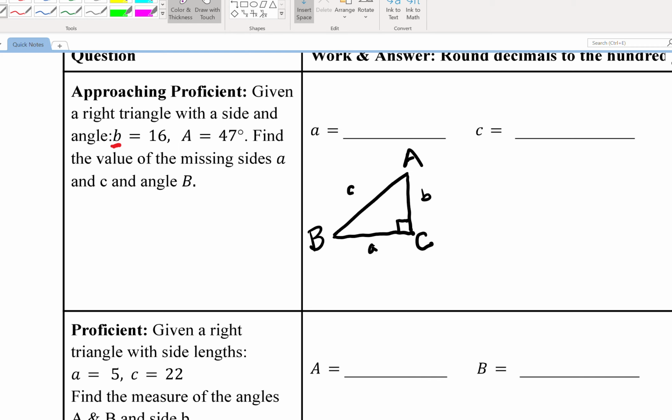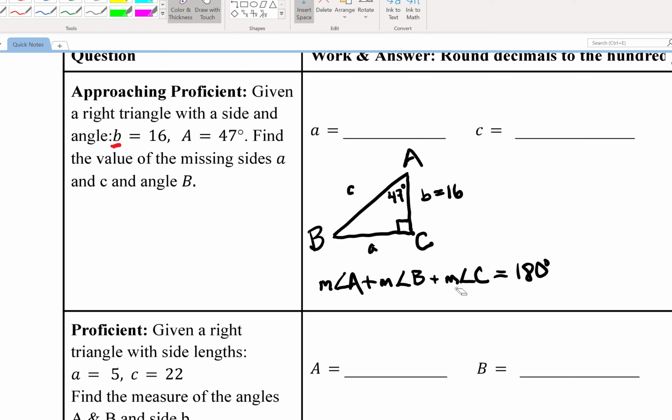Now, let's fill in what we've got. I know little b is 16. I know that A is 47 degrees, so I'm going to write that in here, 47 degrees. And I think that's it. That's all I know. But if I want to know what B is, I can just use the triangle sum theorem. You remember that, sometimes you'll see it with this little m, the measure of angle A plus the measure of angle B plus the measure of angle C in any triangle, those have to add to 180 degrees. That's the triangle sum theorem.